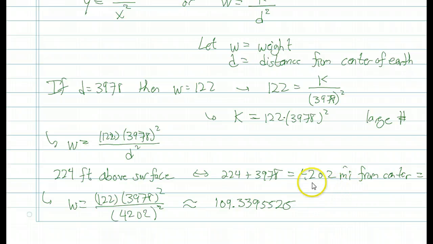Okay, just to recap what we did, we wrote the equation down, we plugged in the given information, found the constant of proportionality, rewrote the proportion equation, and then plugged in our independent variable, D in this case, and answered the question. So our answer is 109.3395525, or however many decimal places you want to round to, pounds.